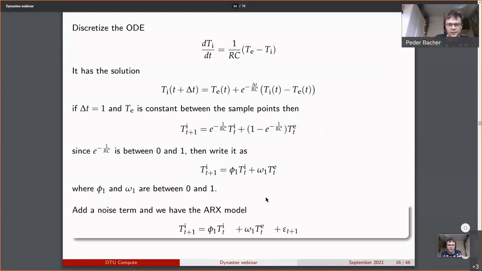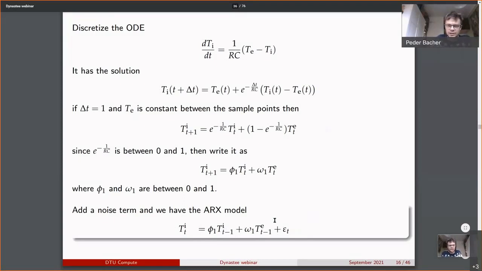And this is actually what we call an ARX model. So the value one step ahead in time is a function of the current value times some coefficient plus the input value times some coefficient plus the error. Then it's an ARX model. We basically just add this error or noise term, and then we have what we call an ARX model. And yes, we can shift that in time. So we say the observation we have now is a function of the previous time step.